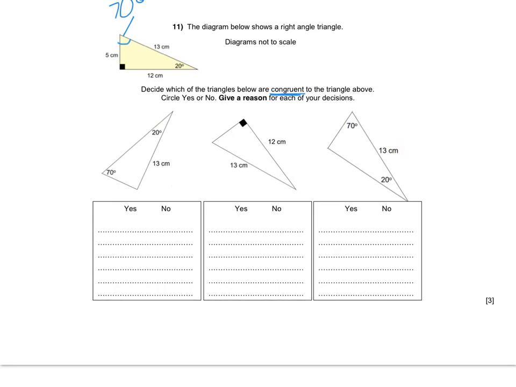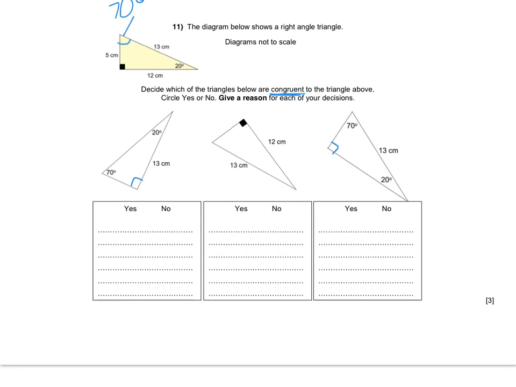Now when I'm looking at my diagrams down the bottom that I'm comparing it to, I'm also going to try and fill in the angles I can now. So here I've got 70 and 20, so that means this corner must be a 90. I haven't got enough in the middle one, so I'm not going to be able to do anything with this. And this one again, I've got the 70 and the 20, so I can mark on a right angle there.